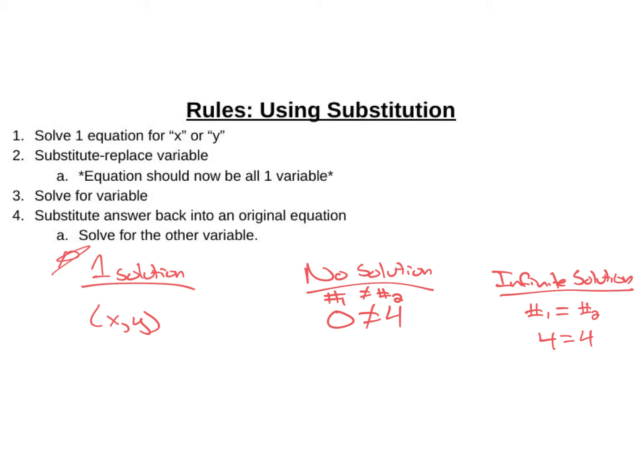But if you find out that some of your x's cancel or your y's cancel, and we're left with two numbers that do not equal each other, that's going to set us up for a no solution. If your x and y does cancel and all you're left with is number 1 equal to number 1, that would be a sign that this is going to be an infinite solution. Okay, so let's take a look at some examples.